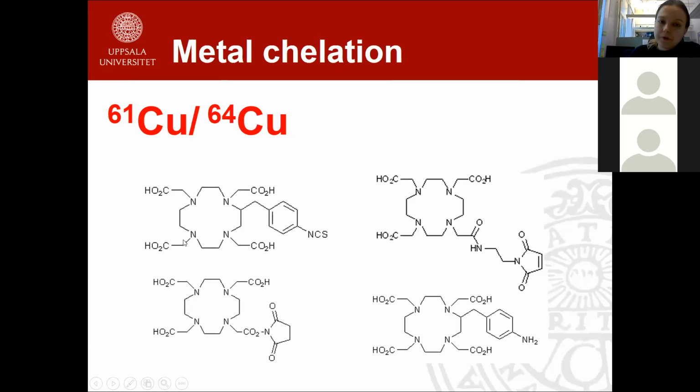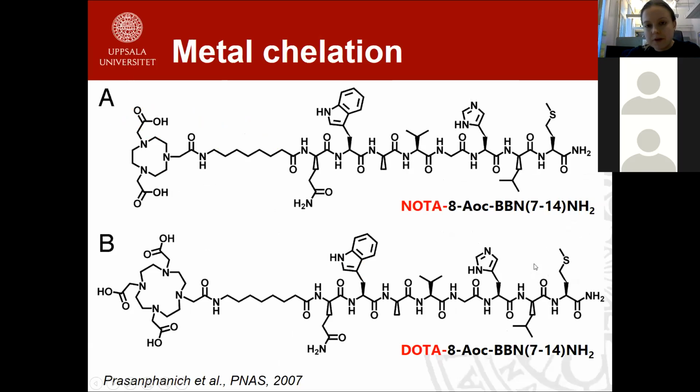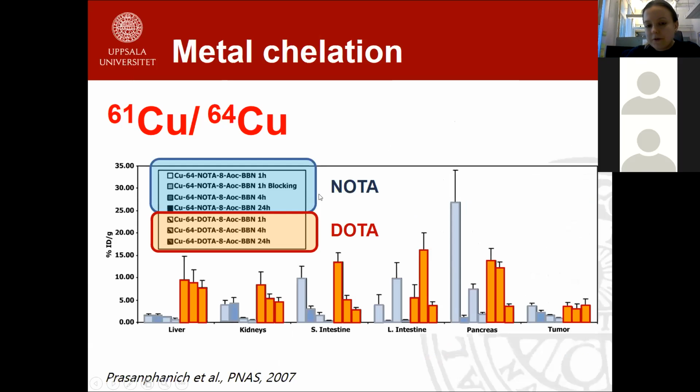Another type of chemistry is copper. The commonly used chelators are not very useful for copper, so they have to be specific. There were some studies where they compared copper that was chelated by NOTA and copper that was chelated by DOTA and attached to the bombesin analogs. And then they could see that for the DOTA, there was much higher uptake in normal organs, so it was not very optimal.